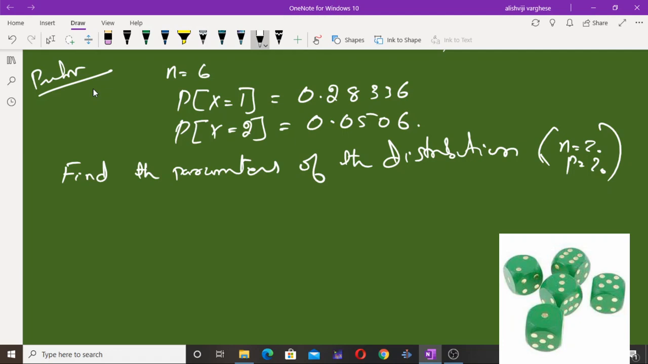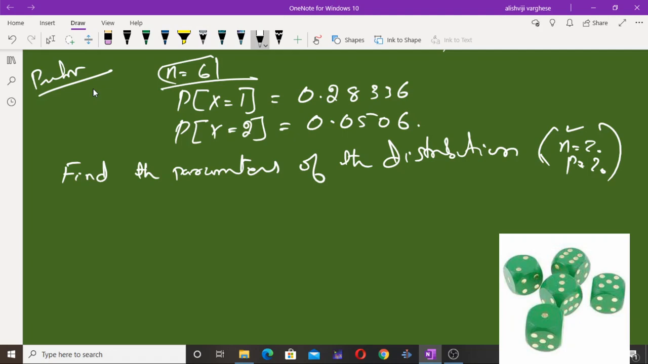Now in the question itself, the value of n is given. So n is equal to 6. So we already have the value of n. Now what remains is to find the value of p. And for that, we can use these two identities.